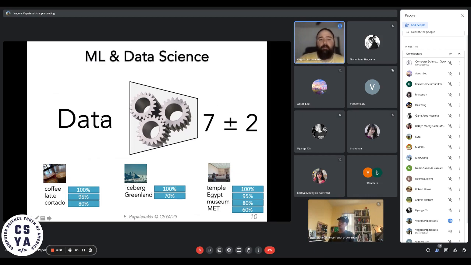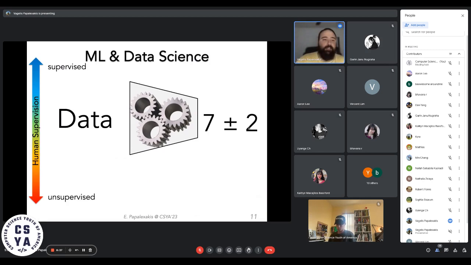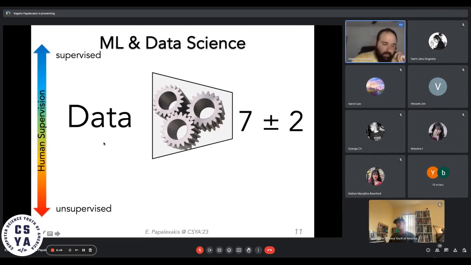It's important to remember that on the one side we have data, on the other side we have insights, right? And data is not just a monolith. It comes in different kinds of flavors, and in different configurations and scenarios. A very fundamental way of looking at the data we may have at our disposal is what we call the level of human supervision, right?